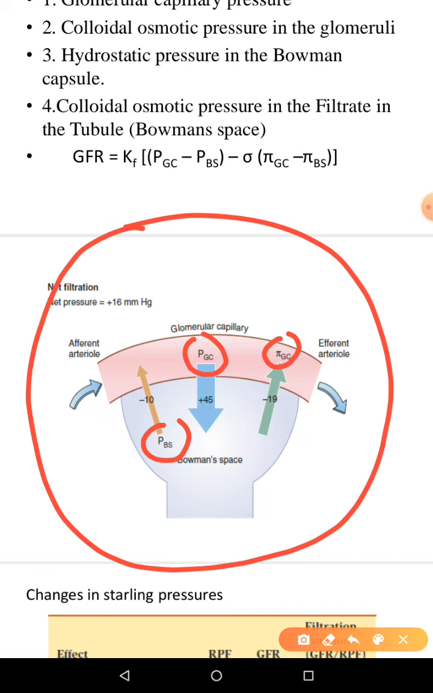Together, when you do your mathematics, they should give you a net filtration pressure of 16 millimeters of mercury. Okay. So these values, when you incorporate them in the Starling equation, you're going to find positive 16 millimeters of mercury. Of course, you can just ignore these constants.